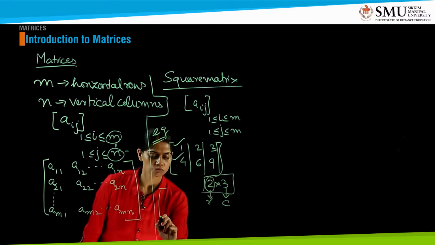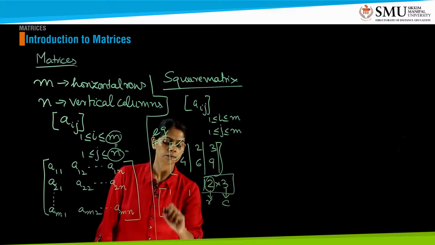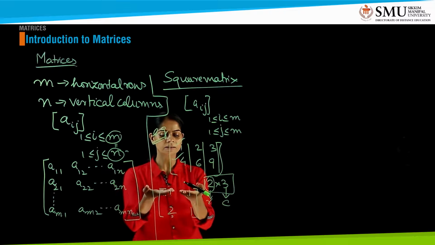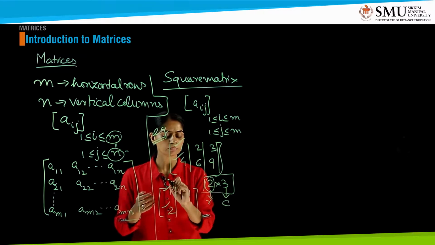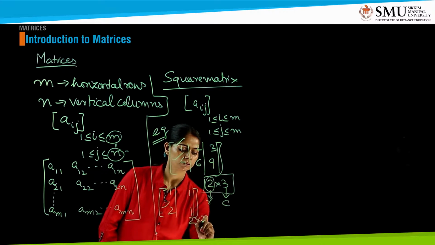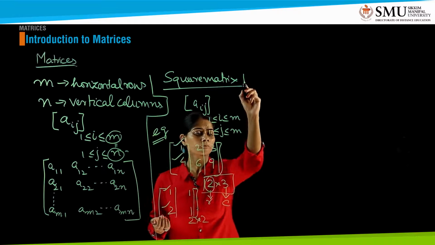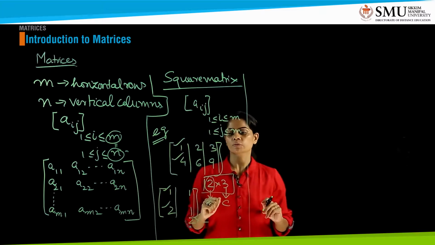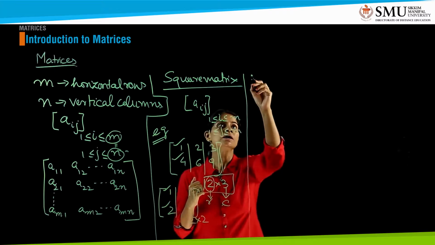So, let us try to construct an example of a square matrix. For example, 1, 1, 2, 1. Here you can see that the number of rows is 2 and the number of columns is 2. So this is a square matrix and you can write it as a 2 cross 2 matrix. Knowing the concept of a square matrix, let us define some more types of matrices.